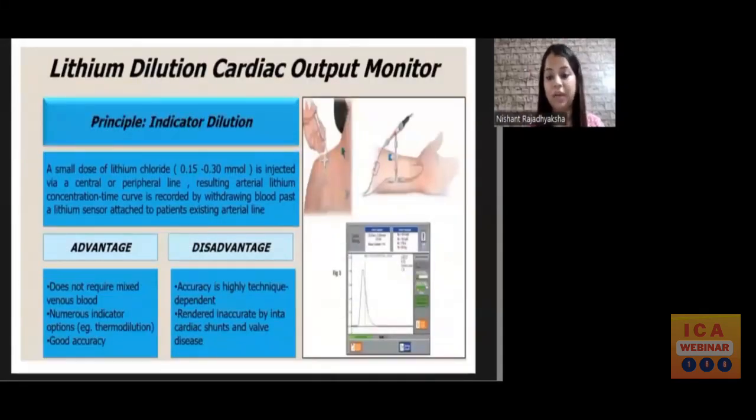LiDCO, or lithium dilution cardiac output monitor. The principle is indicator dilution, in which a small amount of lithium chloride, say 0.15 to 0.3 millimoles, is injected via a central line or a peripheral line. The resulting arterial lithium concentration time curve is recorded by withdrawing blood past a lithium sensor, which is attached to the patient's existing arterial line. The advantages of this technique are that it does not require mixed venous blood, numerous indicator options are available, and it has good accuracy. The disadvantage is that accuracy is highly technique dependent.